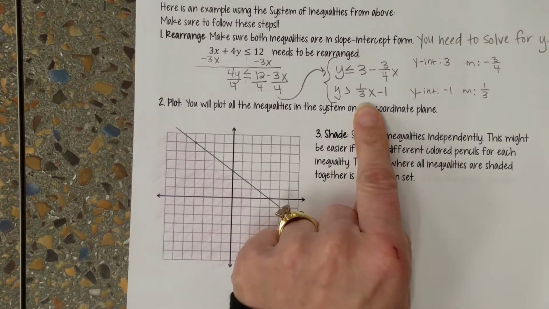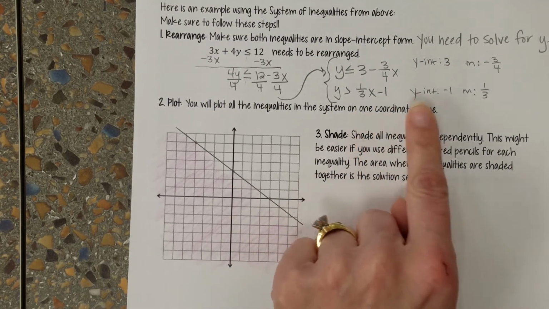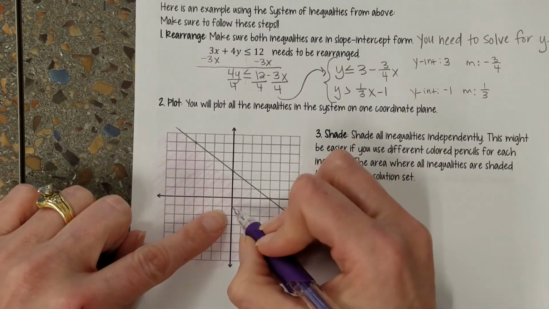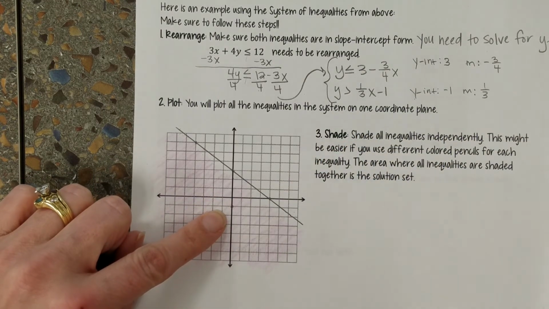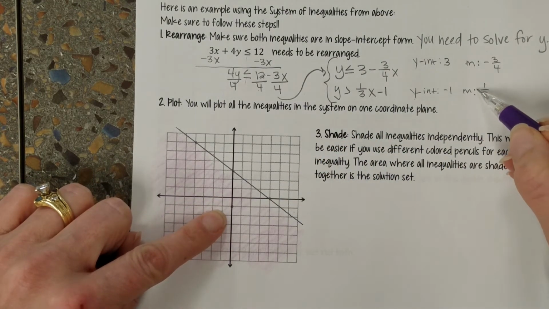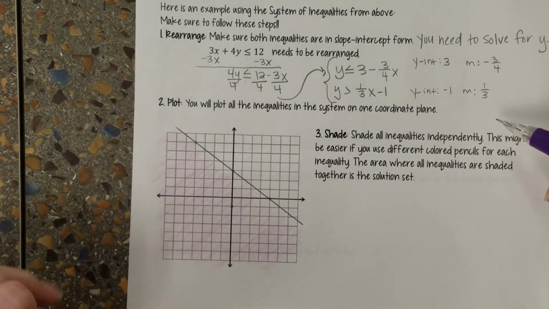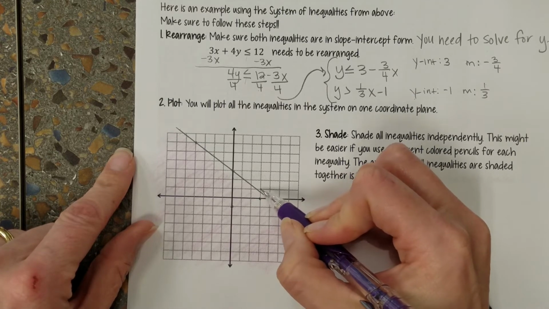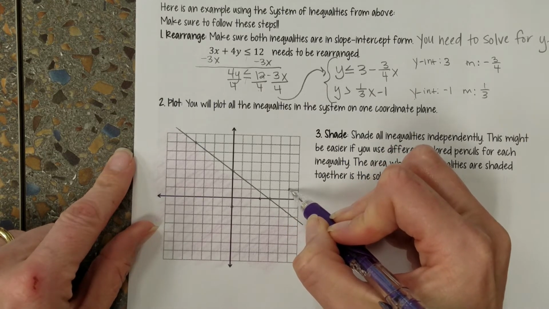Now I'm going to do this one. I'm going to plot it and shade it. So this one, my y-intercept is -1. Remember, -1 goes down 1 on the y-axis right there. And then my slope is 1/3, a positive, so that means I go up and to the right. Up 1, 1, 2, 3. Up 1, 1, 2, 3.